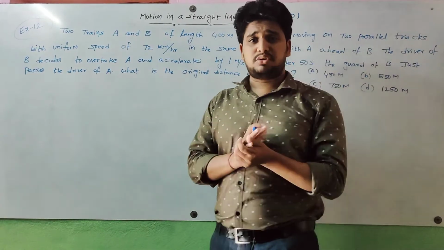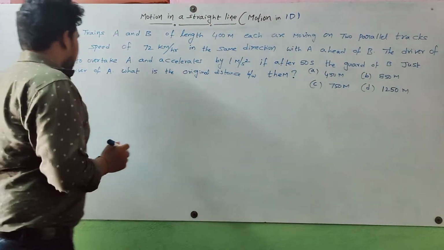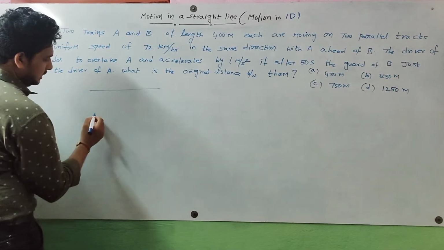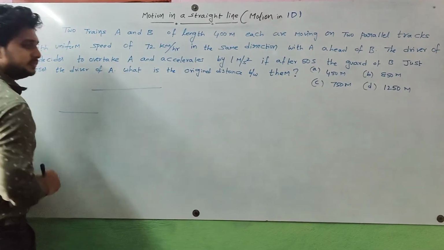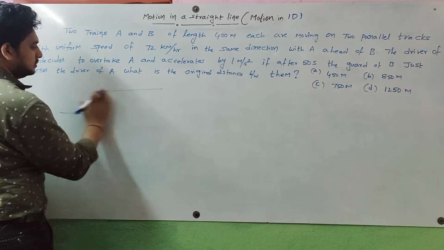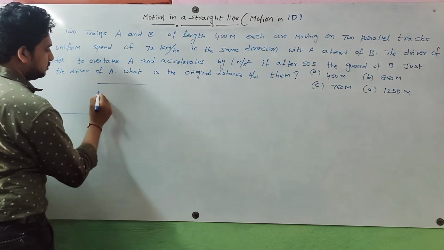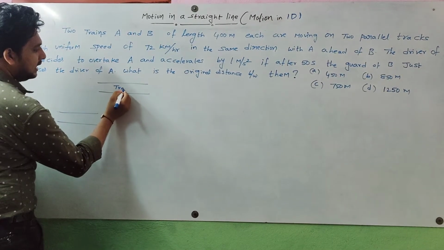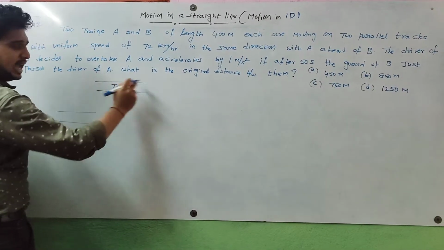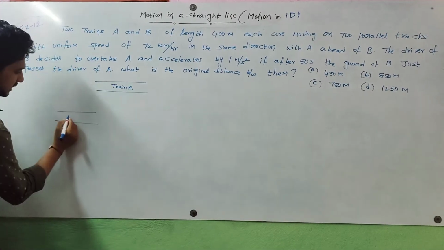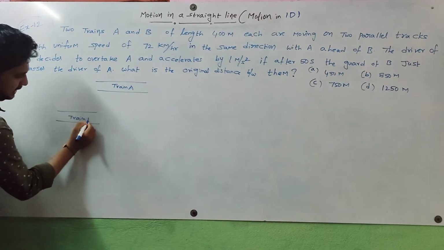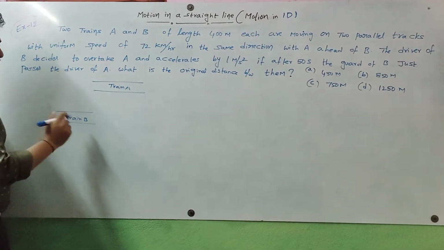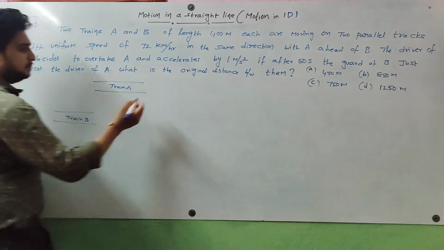What do we need to find in the question? The main thing is we have two trains. So this is one track. This is another track. Two parallel tracks. This is one track, this is another track. This is train A. In this track, train A is moving. In this track, train B is moving. These two trains are moving with the same speed.